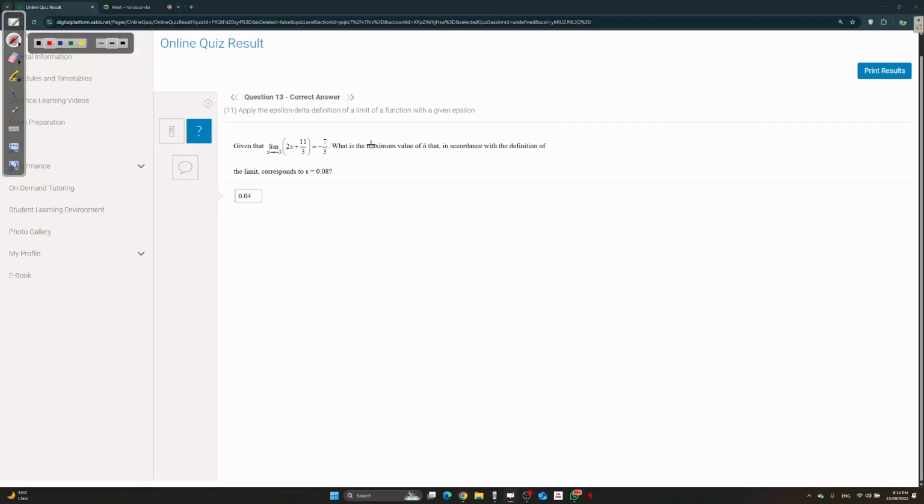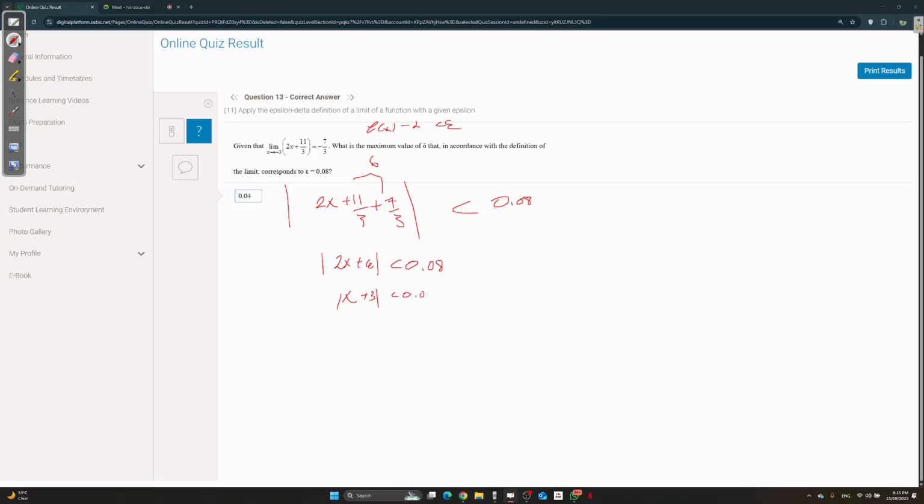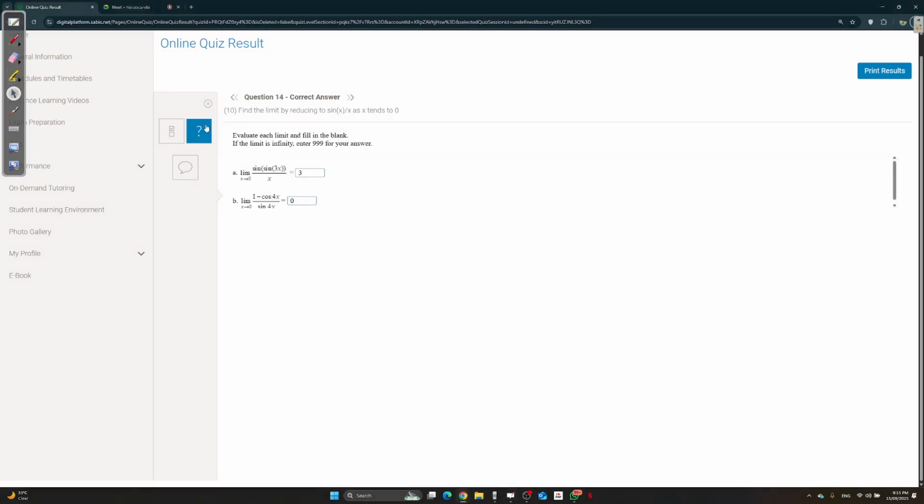Okay, again, this is repeat. How do you do this? A lot of people just do 0.08 divided by 2. That works. If you want to do it the official way, f of x minus L, very easy. Do 2x plus 11 over 3 minus 7 over 3, so plus 7 over 3 less than 0.08. This gets you 18 over 3, which is 6. So |2x plus 6| less than 0.08. Dividing now by 2, you're going to get |x plus 3| less than 0.04. Perfect. This one's easy, so you just do 3 divided by 1, which is 3.